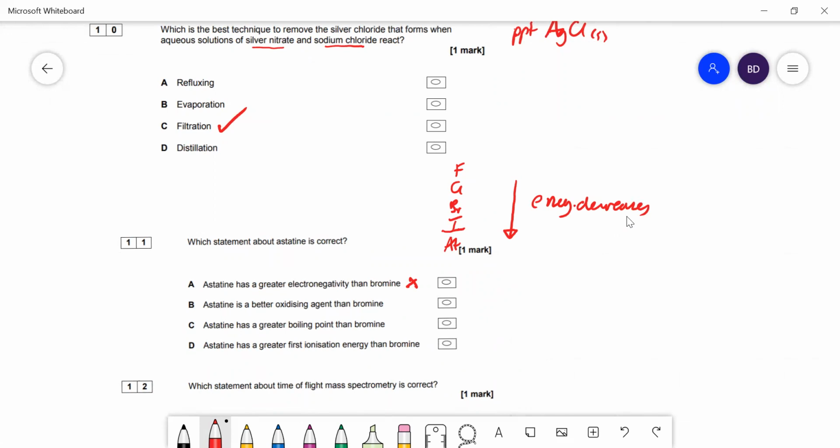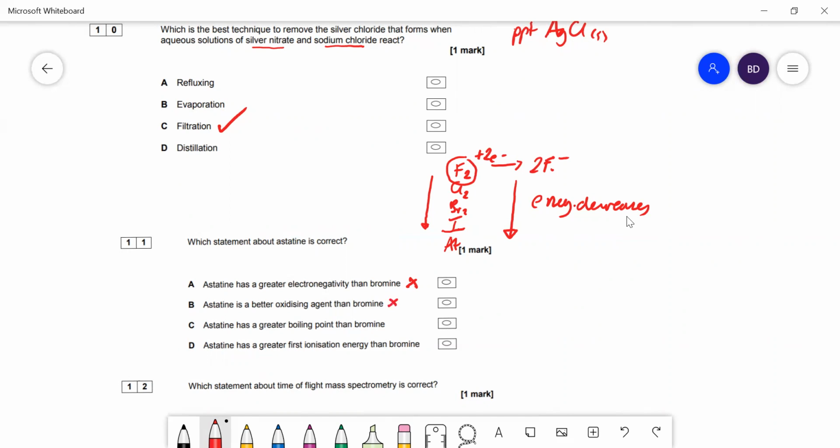It's not going to be a better oxidizing agent, because the best oxidizing agent is the element that wants electrons the most. Who wants electrons the most is fluorine. That is a very powerful oxidizing agent. It's got a very strong tendency to take electrons and form fluoride ions. So they get worse as you go down the group. As they get bigger, it's harder for them to pull in electrons because their nucleus is shielded more.